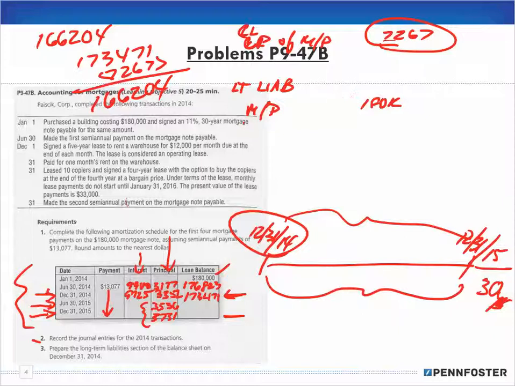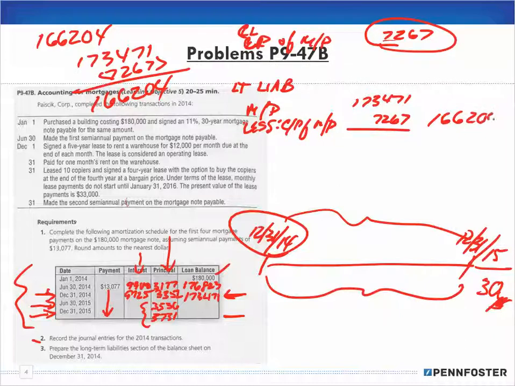I'm sorry, $173,000 because you made payments, right? So it would show $173,471 less the current portion of the mortgage payable, and that would be $7,267. So our $166,204 would still be shown here as the remaining principal balance of the mortgage payable. Okay.